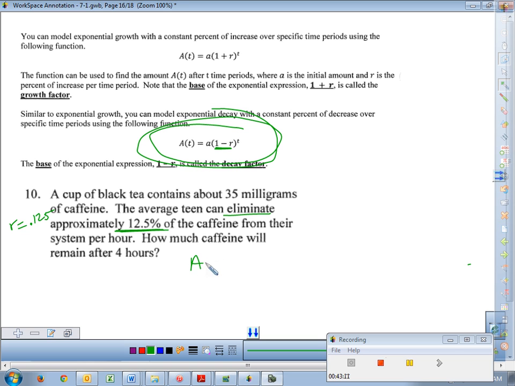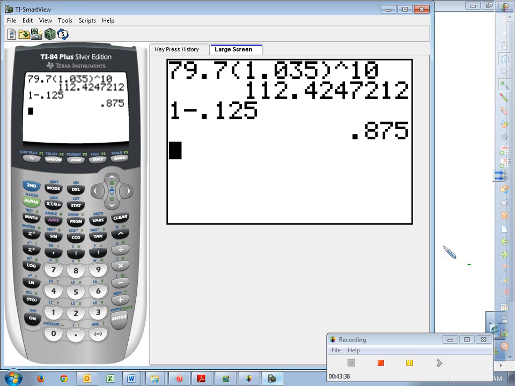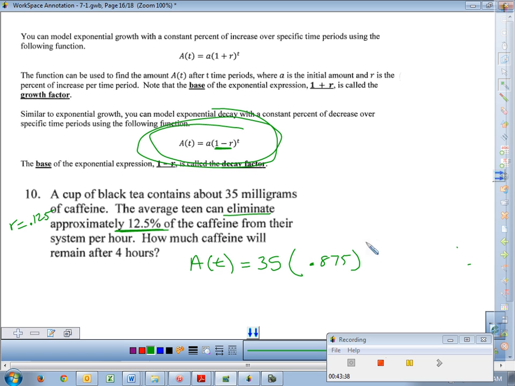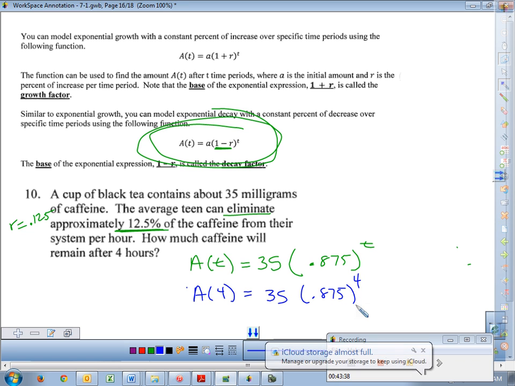So generic formula first, A of t equals, what's our starting amount? 35 milligrams, right? Times 0.875 to the t, right? Isn't that base less than 1 because it was a decay factor, right? So punch her in. And 4 hours, so A of 4 equals 35 times 0.875 to the 4th. I know it's a lot of writing, but the calculator does all the work. You can write 2 lines down and let the calculator do all the work.